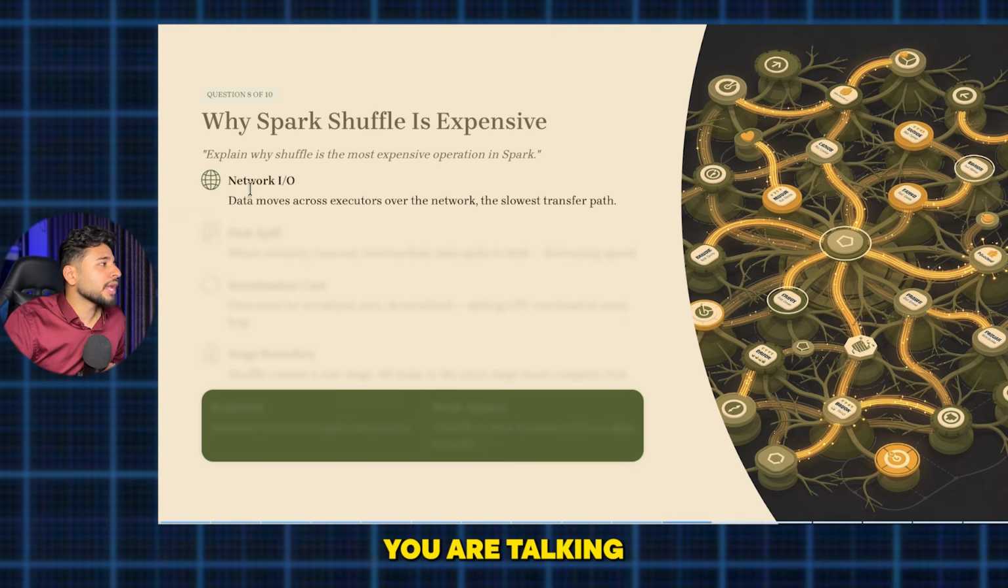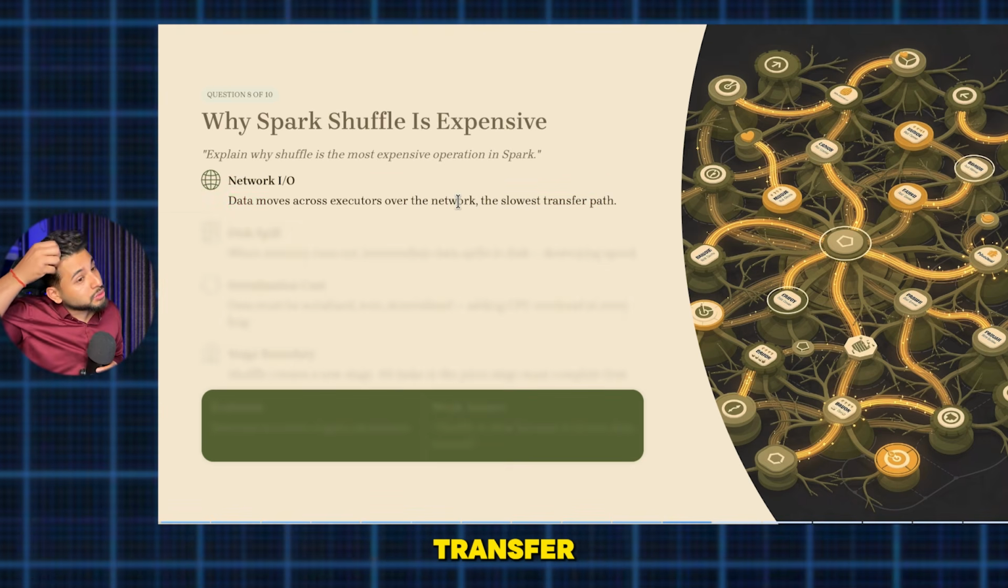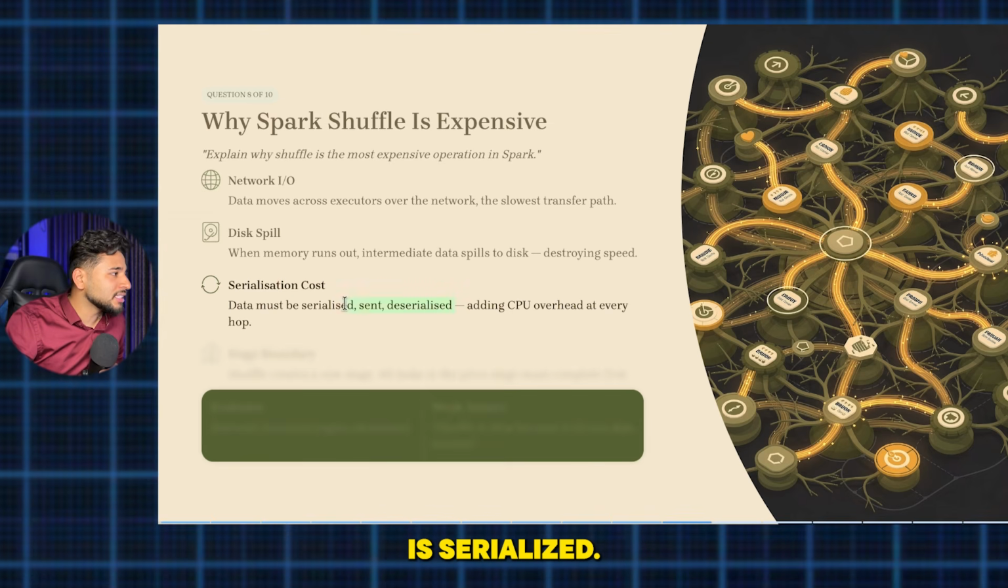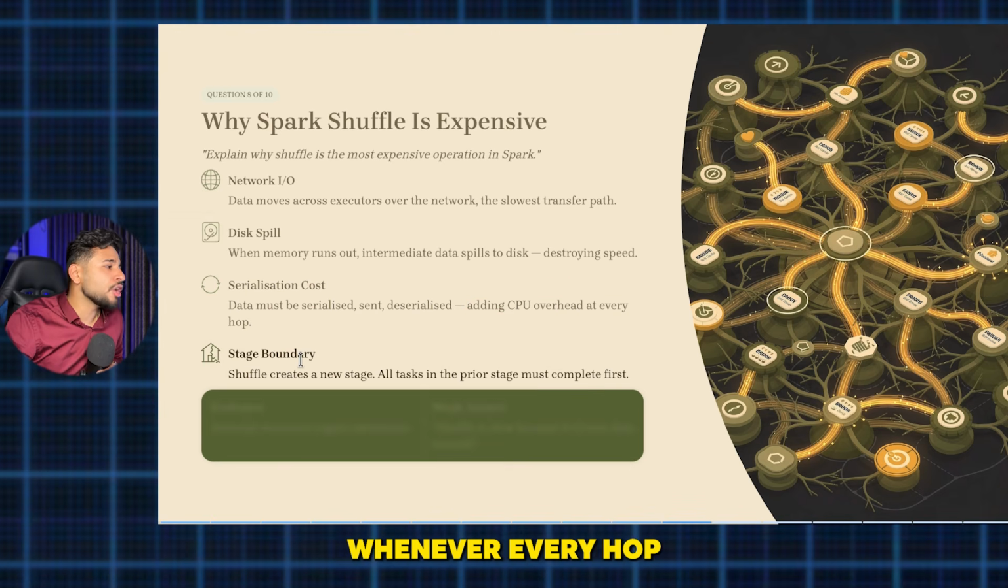Whenever you talk about Spark, you are talking about a distributed system. There are many worker nodes and a driver program on a driver node. Data moves across executors over the network, which is the slowest transfer path, whenever shuffles happen. Disk spills can happen. Next, serialization cost: data must be serialized, sent, and deserialized, which adds overhead on every hop.